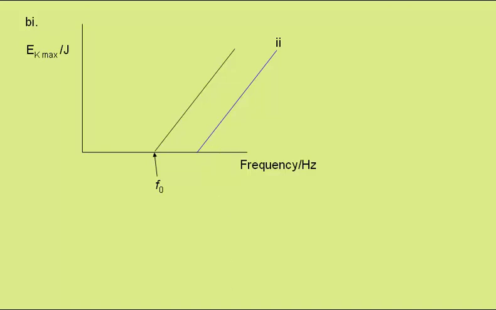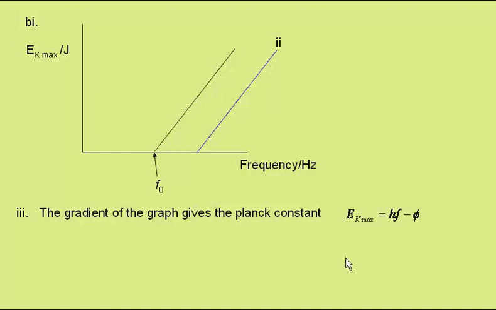And in part 3, we need to state what is represented by the gradient of the graph. The gradient of the graph gives the Planck constant, which we can show here from the photoelectric equation, which matches the format of the equation of the straight line graph y equals mx plus c, where we've plotted the maximum kinetic energy on our y-axis, giving the Planck constant as our gradient, frequency on the x-axis, and the y-intercept is minus the work function phi.